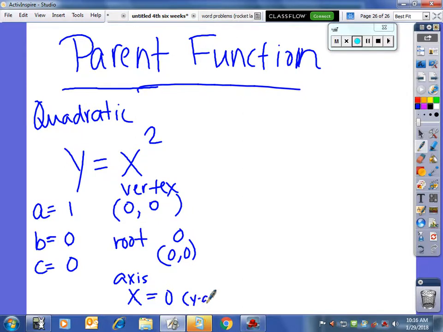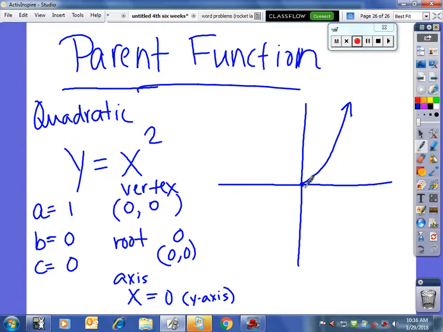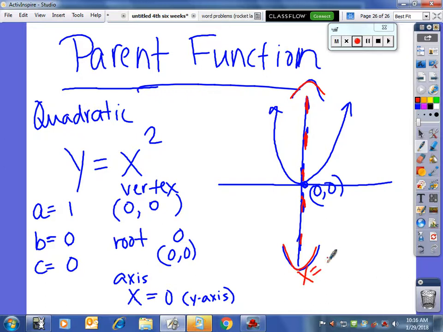That's the y-axis. The axis of symmetry for this happens to be the actual y-axis. So here's a pretty basic picture of a parent function. Y equals x squared. My vertex is 0, 0. My root is 0, 0. My axis of symmetry, let me draw it in red so you can see it better. The vertical line that goes straight through it happens to be the y-axis, which is x equals 0.